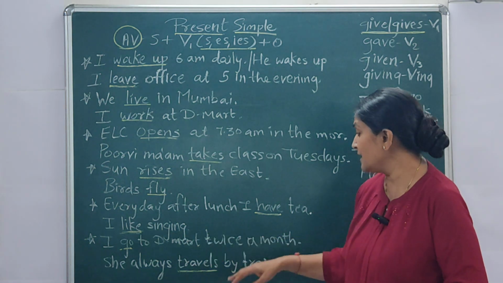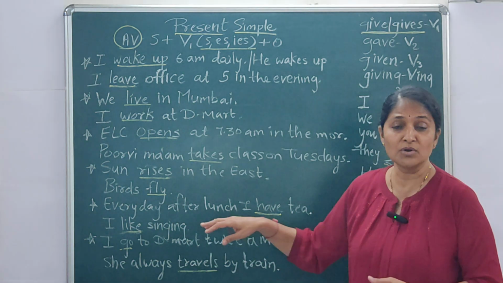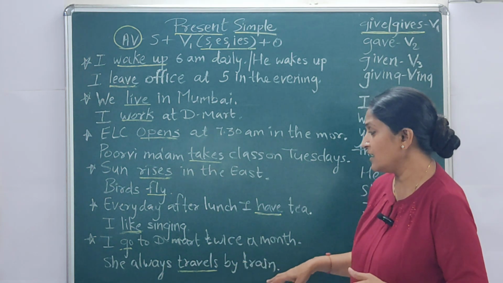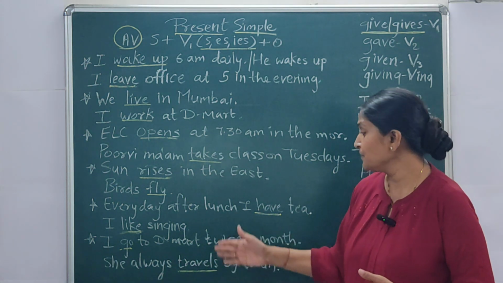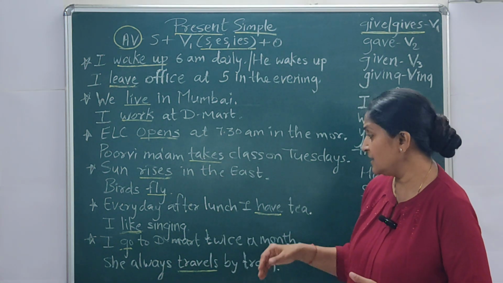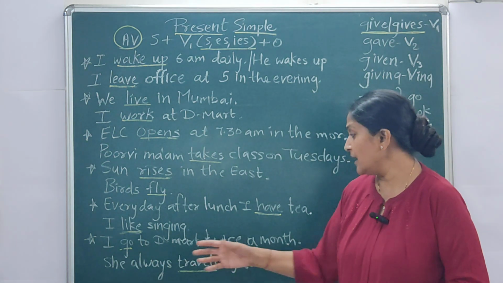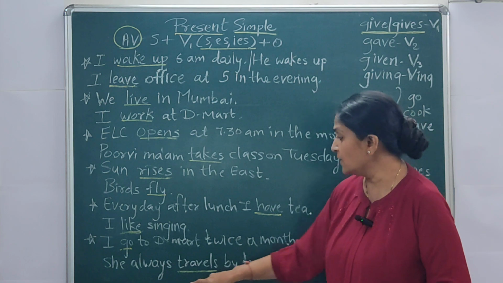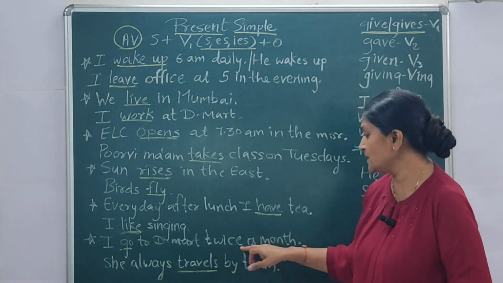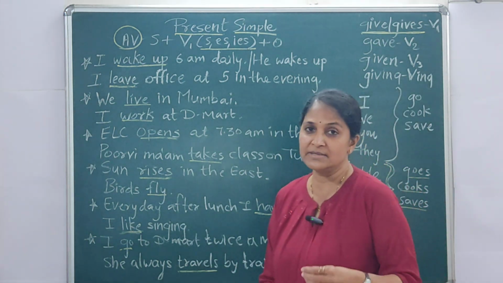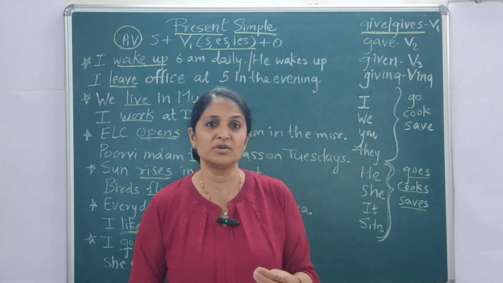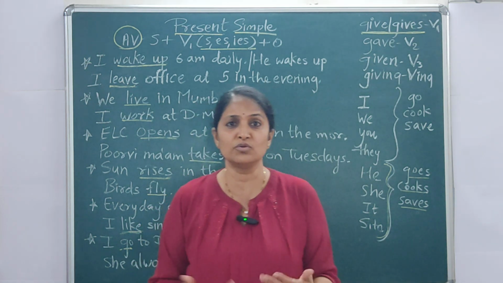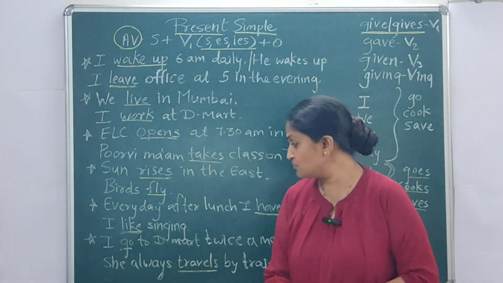I go to DMart twice a month. She always travels by train. Now see, look at this statement. मैं महीने में 2 बार, right, DMart जाती हूँ and वो हमेशा ट्रेन से ट्रैवल करती है. See the word always, right? Twice. What is this? So it shows frequency. So practically you answer the question, how often do we do things? How often, हम कितनी बार कुछ काम करते हैं? That is also present simple tense.